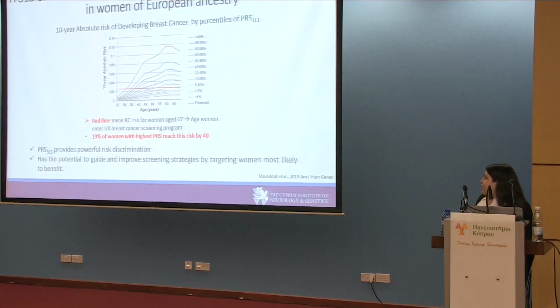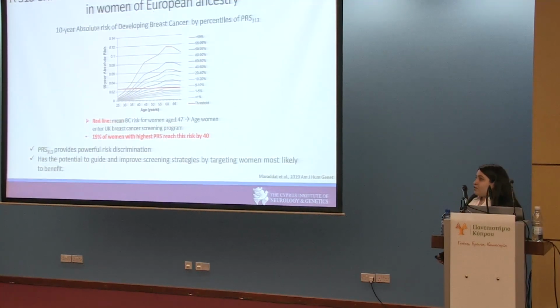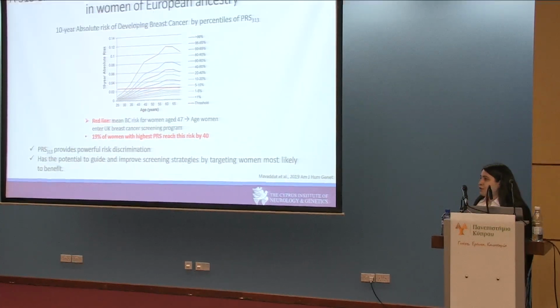So recently, a 313 variants polygenic risk score has been constructed for the prediction of breast cancer risk in European ancestry populations. Here we can see a 10-year absolute risk plot of developing breast cancer by percentiles of the PRS distribution. So this red line is the mean breast cancer risk for a woman age 47, which is the age at which women become eligible to enter the UK breast cancer screening program.